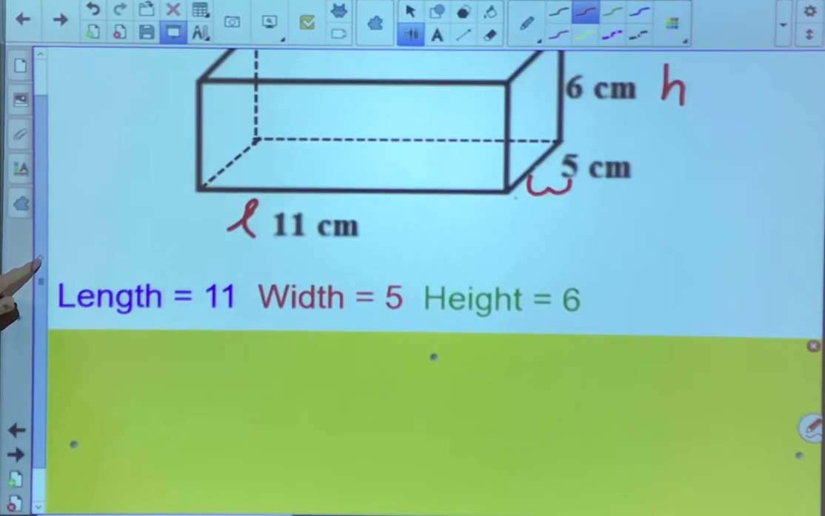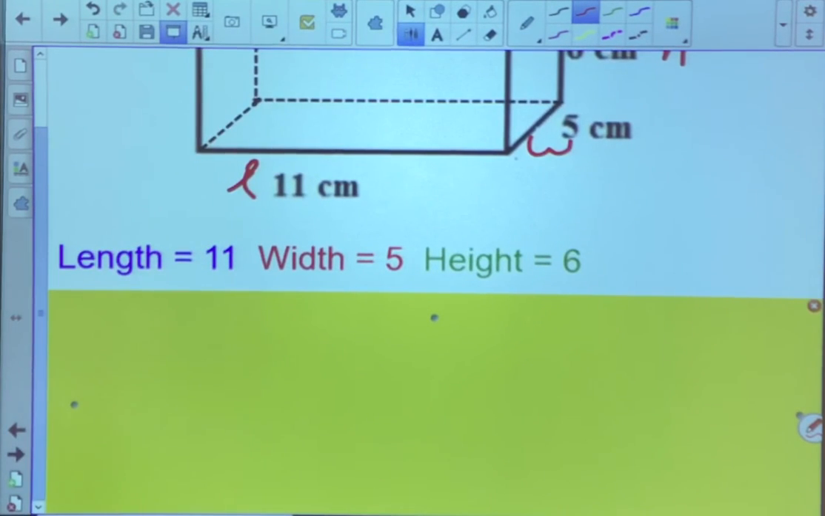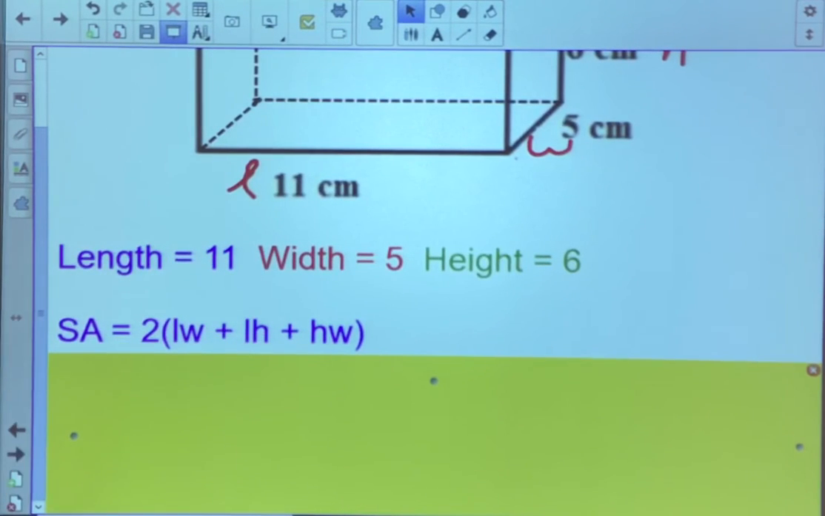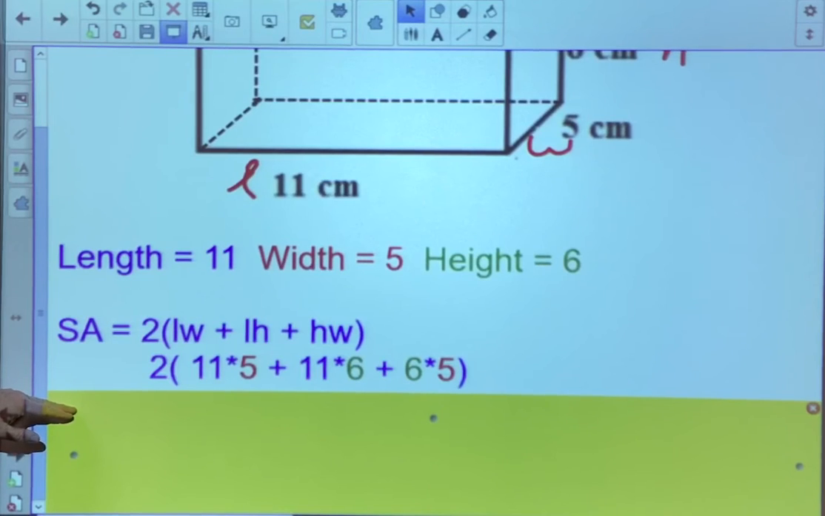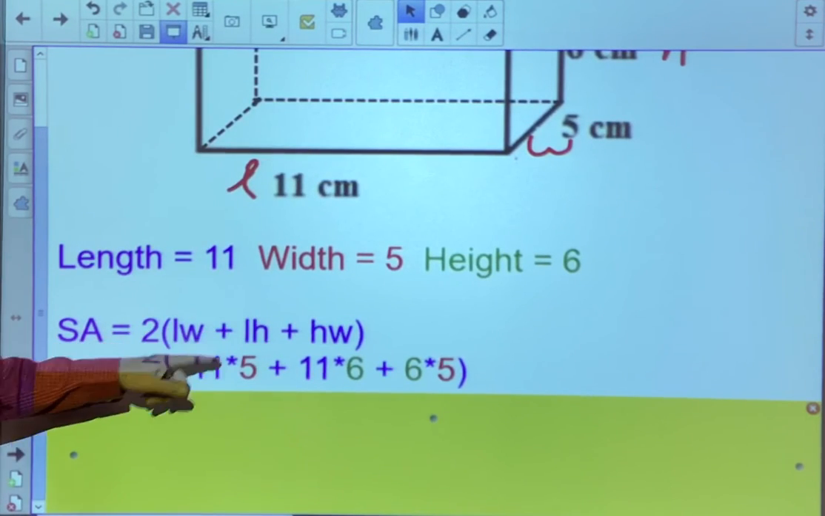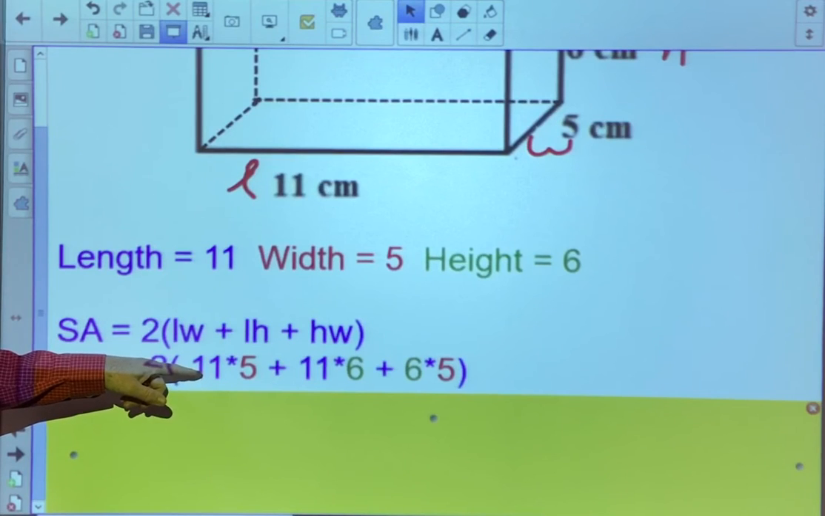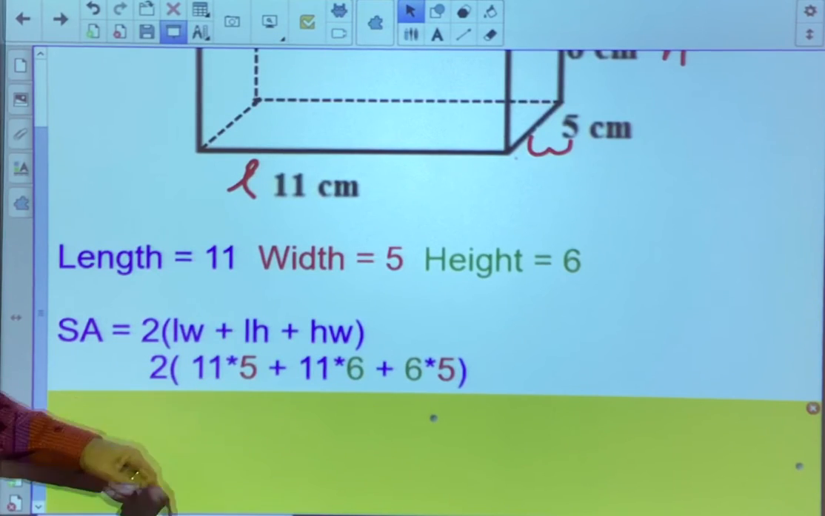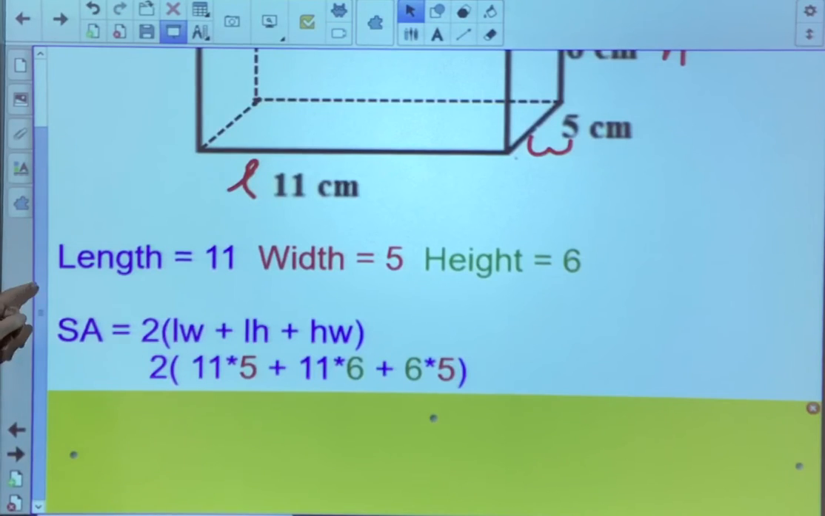As we've already stated, the length is 11, the width is 5, and the height is 6. So here's our formula. Surface area is equal to 2 times the sum of length times width, plus length times height, plus height times width. Let's plug our numbers in. For the length, in both places, we substituted in 11. For the width in both places, we substituted in 5. And for the height in both places, we substituted in 6.